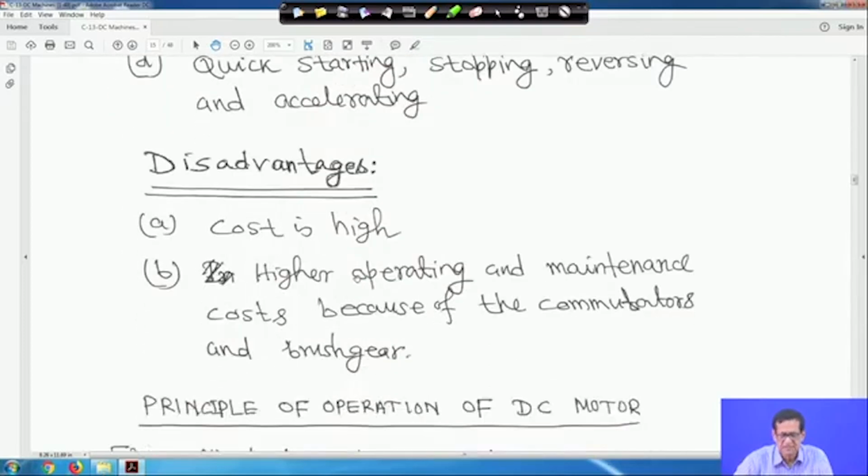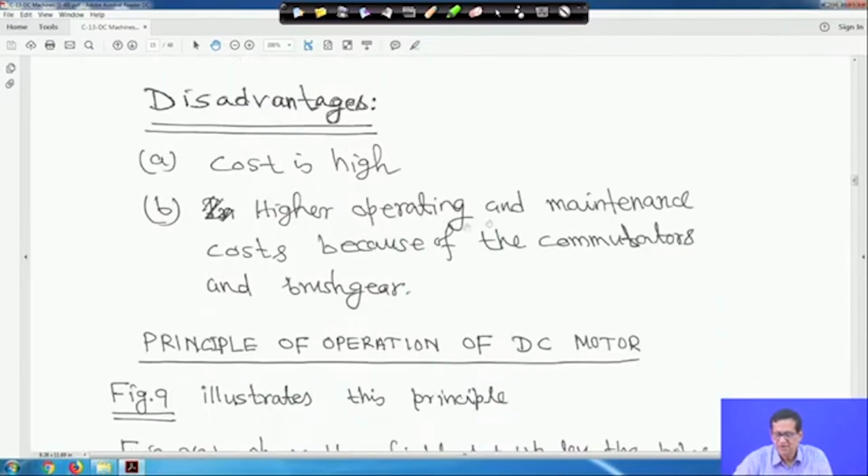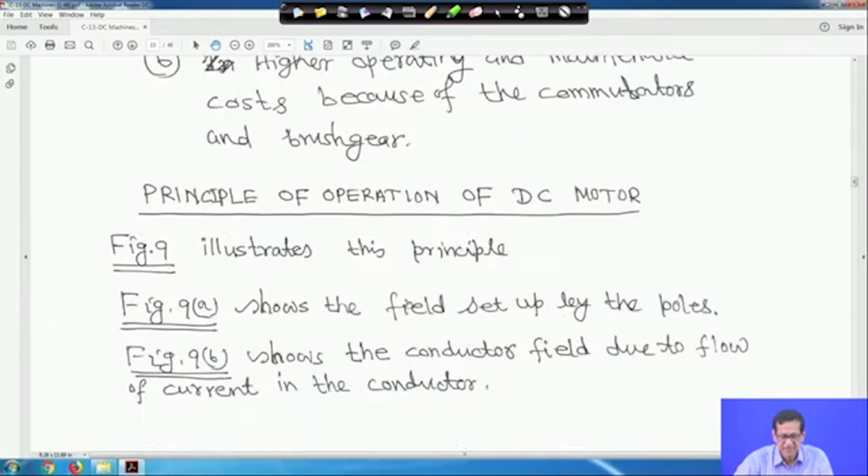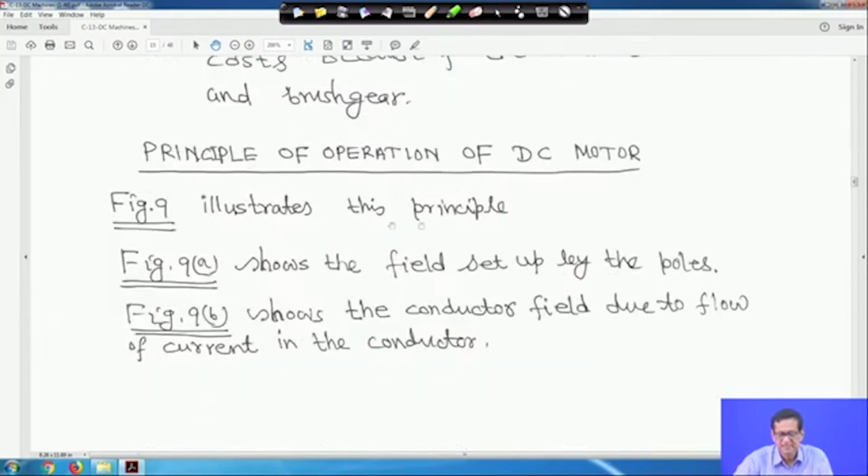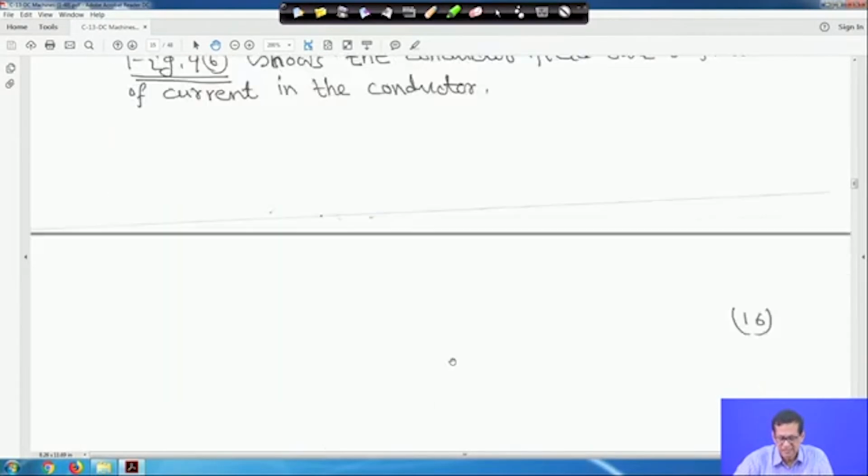Disadvantages: cost is high, and there is higher operating and maintenance cost because of the commutator and brush gear, right. Now, the principle of operation of a DC motor. Figure 9 in general illustrates the principle. Figure 9a shows the field set up by the poles, and figure 9b shows the conductor field due to the flow of current in the conductor. Now, this is actually the figure.